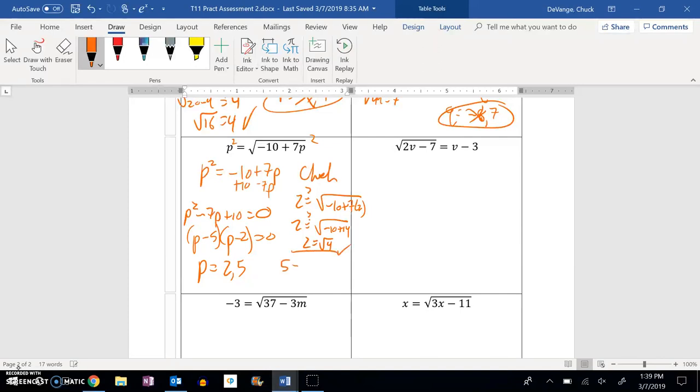Let me plug 5 in, see if it works. Square root of negative 10 plus 7 times 5. That's 35. 35 minus 10 is 25. Yeah, that works too. Great. So they both work.